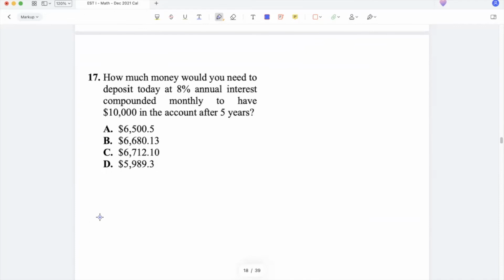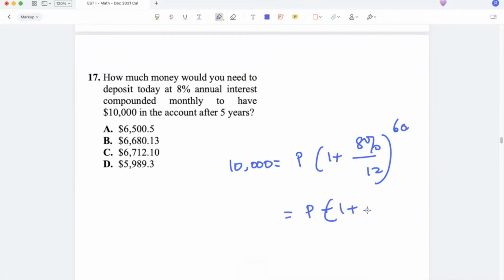How much money would you need to deposit today at 8% annual interest compounded monthly to have $10,000 in the account after 5 years? Okay, so 10,000 is principal. 1 plus 8% divided by 12 because we are compounding monthly, and 5 years would be 60 months. Okay, so that is P into 1 plus 8% by 12, is 0.08 by 12, divide whole to the power 60. So let's plug that into the calculator.